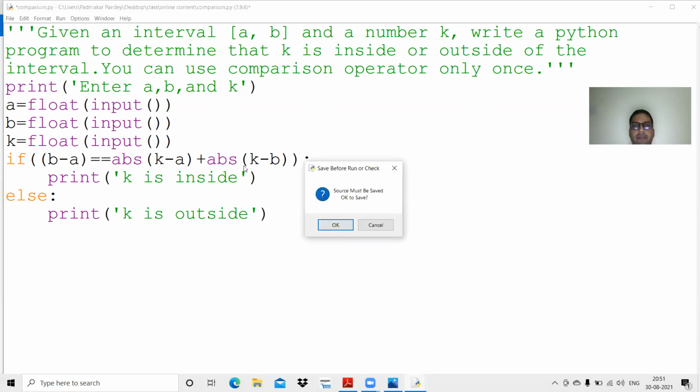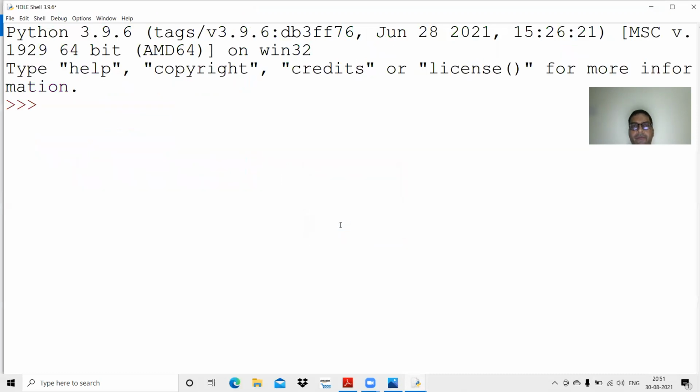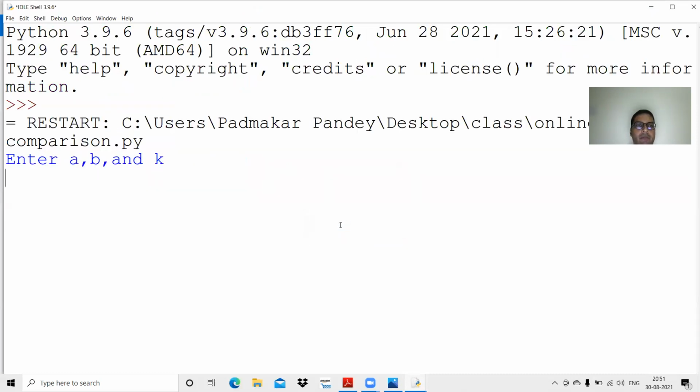So we will run it. Okay. So enter A, B, and K. So A is suppose 1, B is suppose 6, K is suppose 1.2. So clearly it is 1.2 is inside the interval 1 and 6. So K is inside.